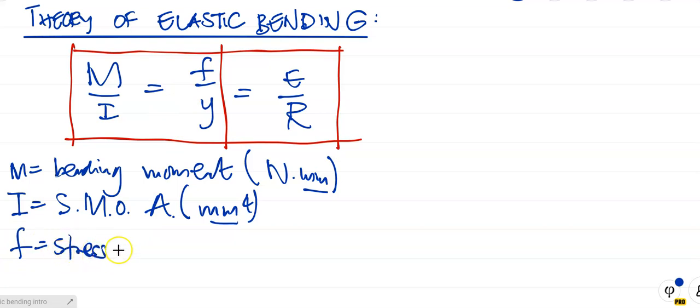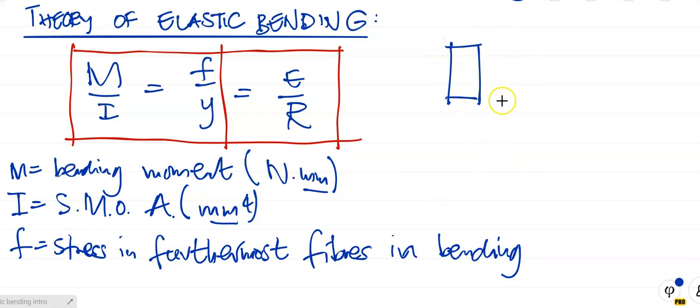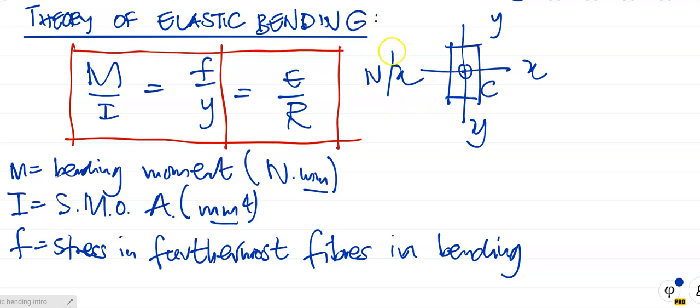F is the stress in furthermost fibers in bending. When I say furthermost fibers, there's our beam. This is a rectangular beam. There's the YY axis, there's the XX axis, and that's its centroid position, which, as I said earlier, happens to be its neutral axis as well, because they coincide. So F is the stress in furthermost fibers in bending, that is from there to the topmost fibers or the bottommost fibers. That's what we're normally concerned with.